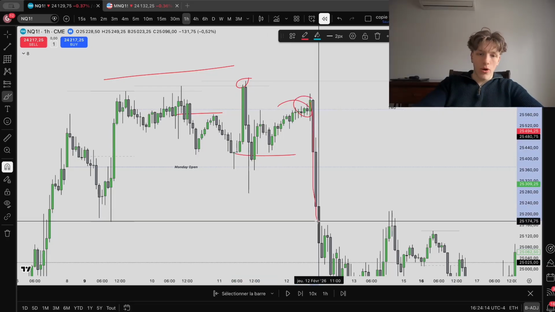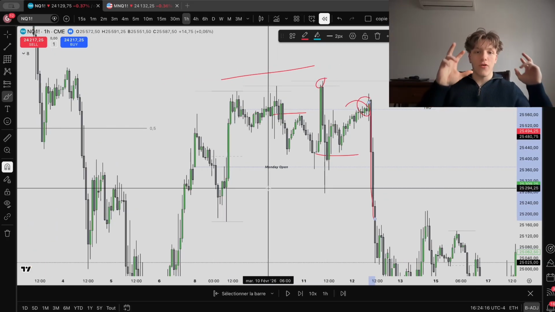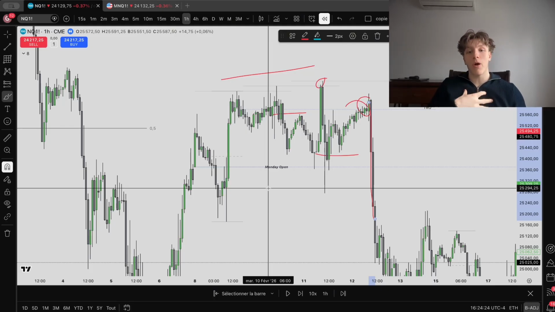Tuesday expands lower and Friday continues. So in terms of weekly power of 3, it will be a midweek reversal. But in terms of actual structure on the lower time frame, this is not high probability. So I will probably consider this a consolidation power of 3.